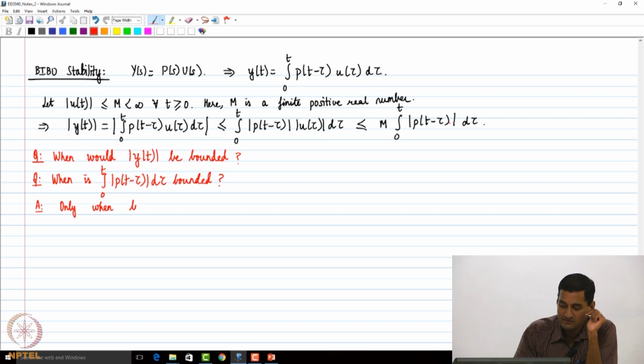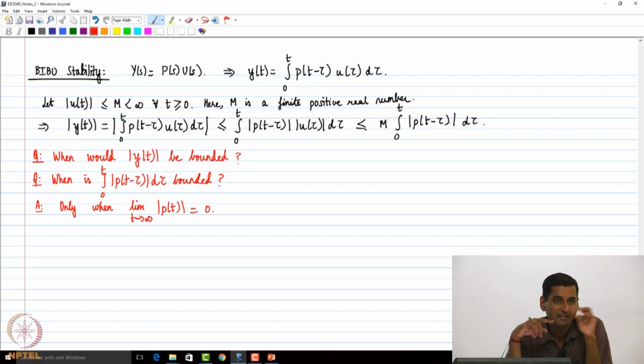Only when the limit as t tends to infinity, the magnitude of p of t is equal to 0. Otherwise, if this limit doesn't go to 0, see, integration is like a sum, right? If p of t doesn't go to 0, what happens if you keep on integrating? The number is only going to increase, right? So, for example, let me just give you a simple illustration.